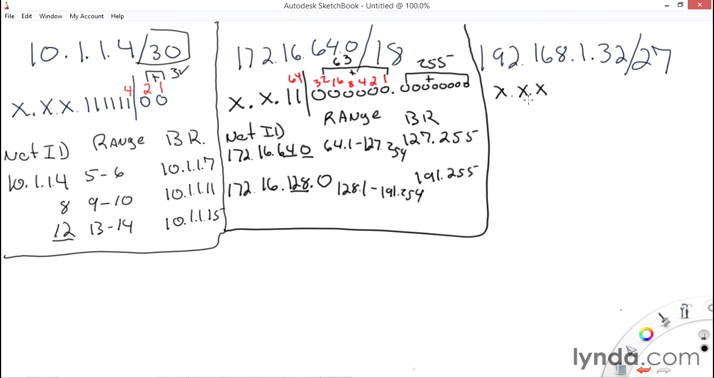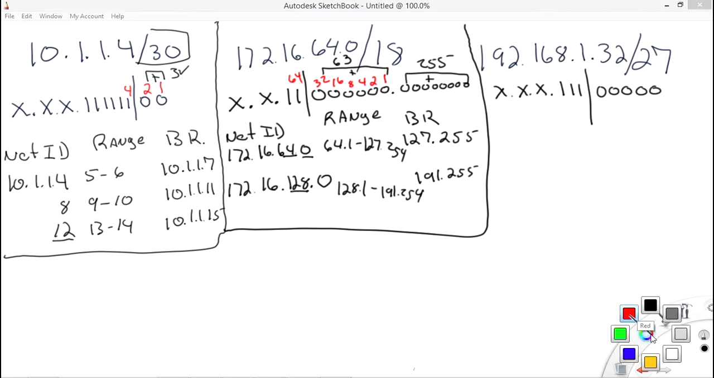So X, X, X, which is 24, 25, 26, 27, 1, 2, 3, 4, 5. And what are we looking for? What's our bit value right here? Well, you got 1, 2, 4, 8, 16, 32. It's 32. We increment by 32. That's why you see the network ID up there as 32.